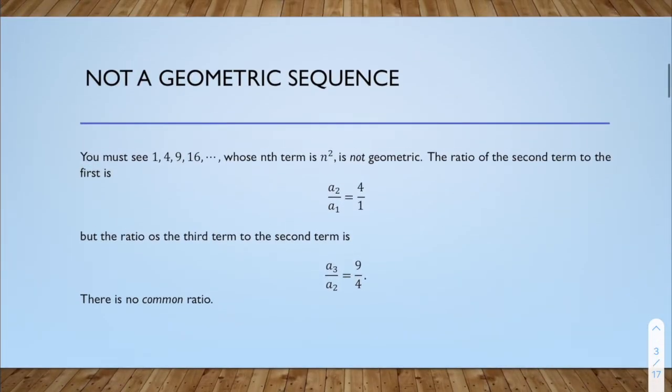So here's something that looks like a sequence, and is a sequence because it has a rule, but it's not a geometric sequence. Notice 1, 4, 9, 16, whose nth term is n squared. Notice that it's not geometric. The reason why is because the ratio of the second term to the first term is 4 over 1, but the ratio of the third term to the second term, a3 over a2, is equal to 9/4, which is not the same as 4 over 1. So we don't have a geometric sequence because we don't have a common ratio. But it's a sequence nonetheless.